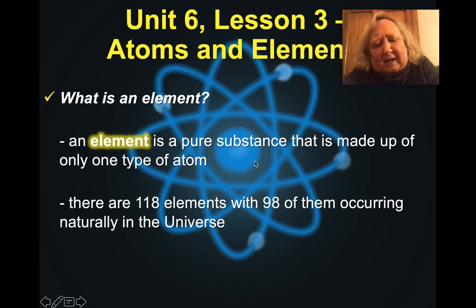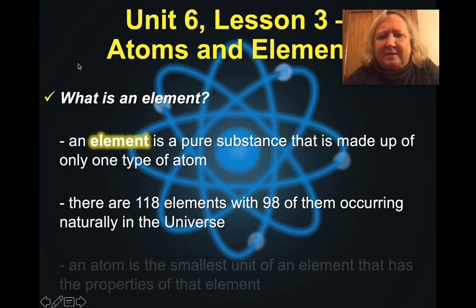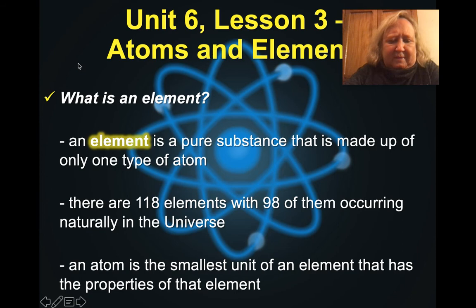Okay. This says there's 118 elements. I have seen a different number, but about that. And 98 of them occur naturally, meaning found in nature. The rest are what's called synthetic, and we'll get into that as we get further into the lesson. And again, an atom is the smallest unit of an element that has the properties of that element. They're the same throughout.